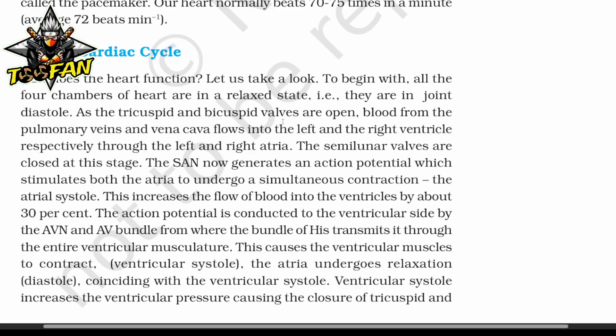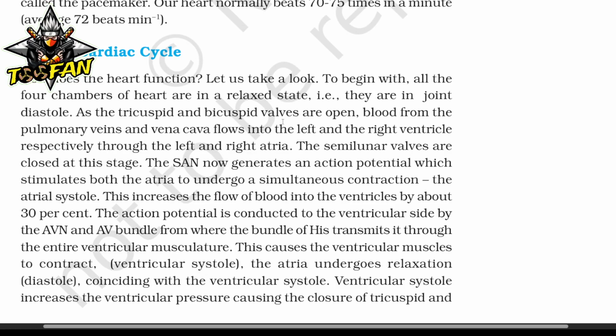The SAN now generates an action potential which stimulates both the atria to undergo a simultaneous contraction, the atrial systole. This increases the flow of blood into the ventricles by about 30%. The action potential is conducted to the ventricular side by the AVN and AV bundle, from which the bundle of His transmits it through the entire ventricular musculature. This causes the ventricular muscles to contract. The atria undergo relaxation, diastole, coinciding with the ventricular systole.